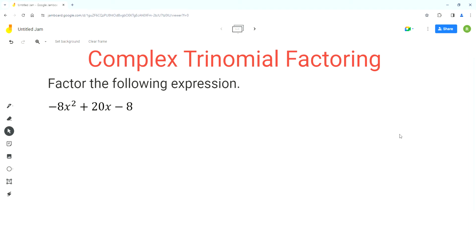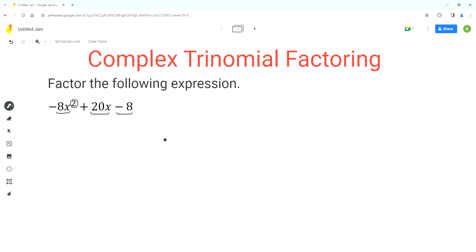Hello everyone. So in this video, we will factor this complex trinomial expression. As you can see, this is a quadratic expression because the highest power on the variable x is 2. And this is a trinomial because there are 3 terms in this expression. The first term is negative 8x squared, the second term is 20x, and the third term is negative 8.